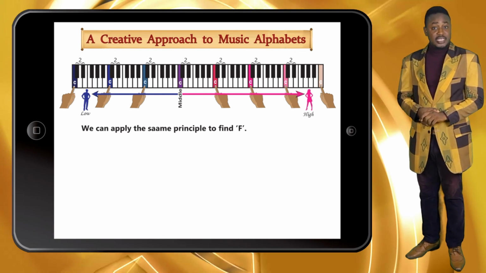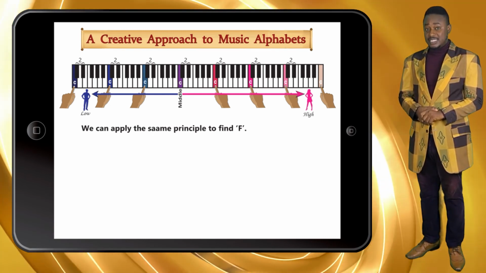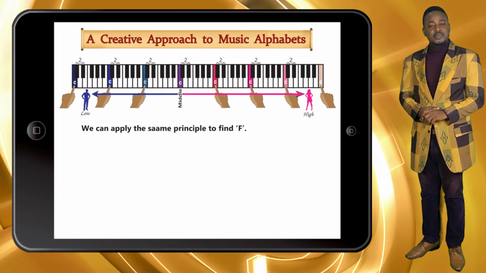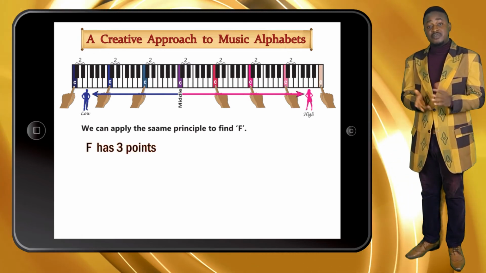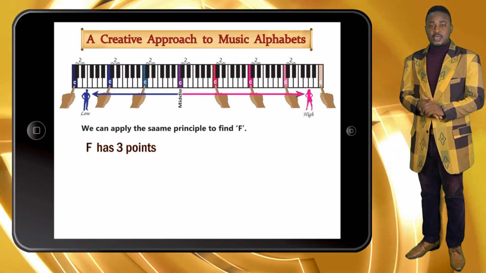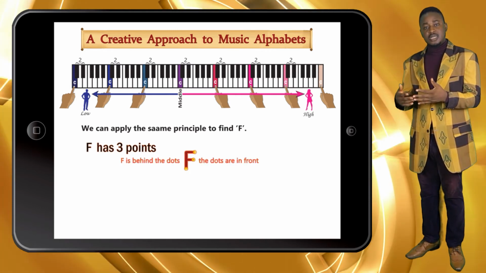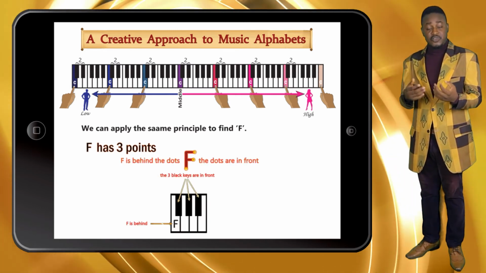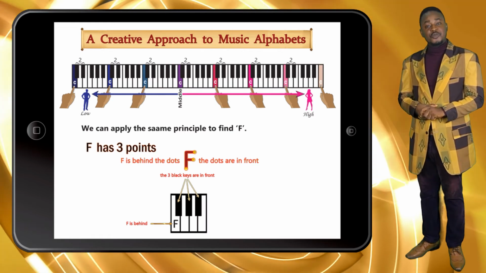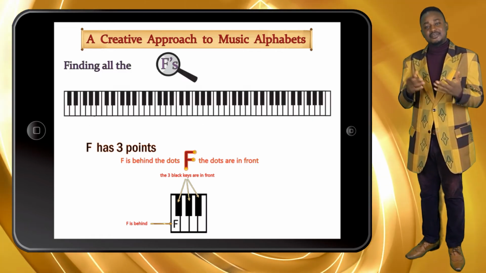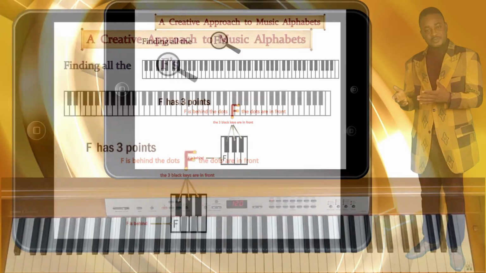Now that you know how to find C on the piano and all the C's on the piano, we can apply the same principle to F. F having 3 dots, therefore your F becomes behind the 3 dots, which translates to the 3 black keys. So to find F on the piano, your F would be behind the 3 black keys.